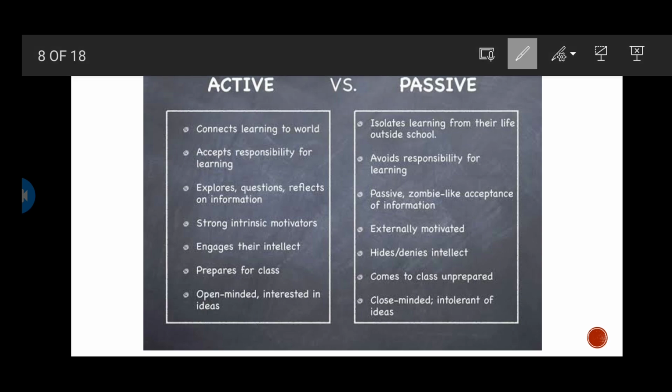I think this clearly shows the difference between active and passive. First, coming to the first point, active listening connects learning to the world. You will concentrate on the lecture, and it will connect you to the world. Passive listening isolates learning from life outside the school. You can understand the first line.